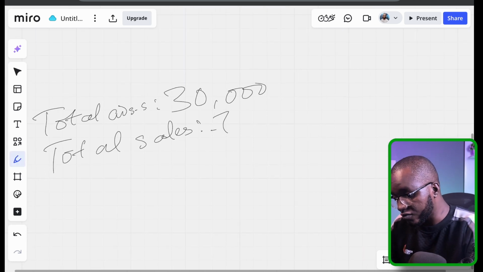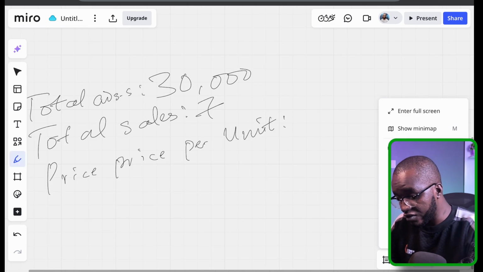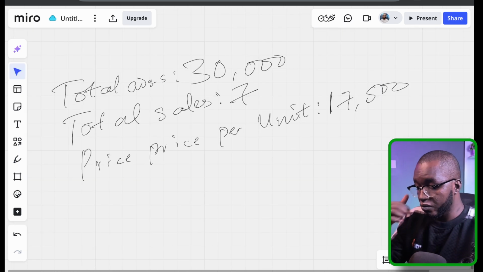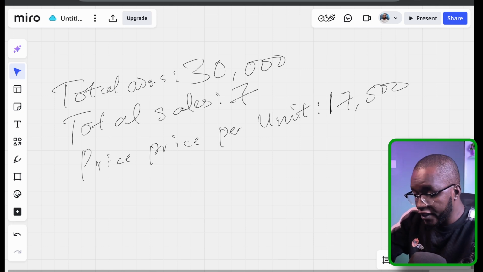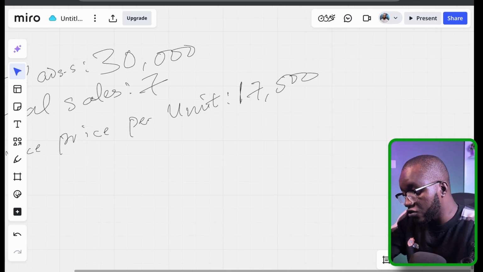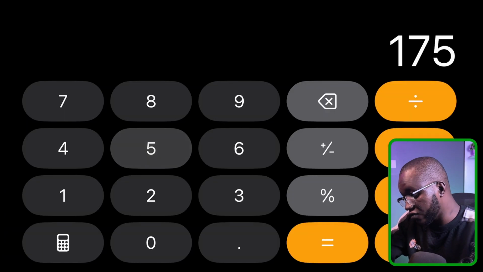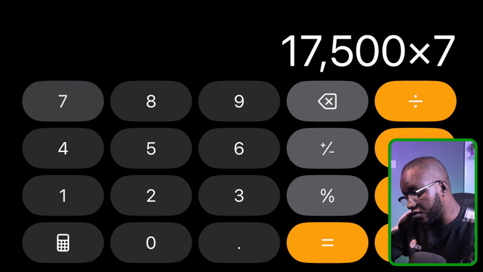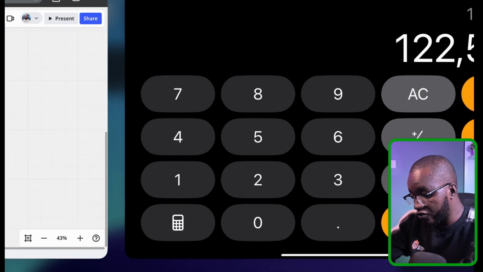Let's say the total sales you got is, I don't know, let's say 7, and let's say your product price is 17,500. So based on what we have here, you spent 30,000 naira on adverts during your testing, you got 7 sales, and each of the products is going for 17,500 naira. So that means 17,500 naira times 7. In total we have 122,500.